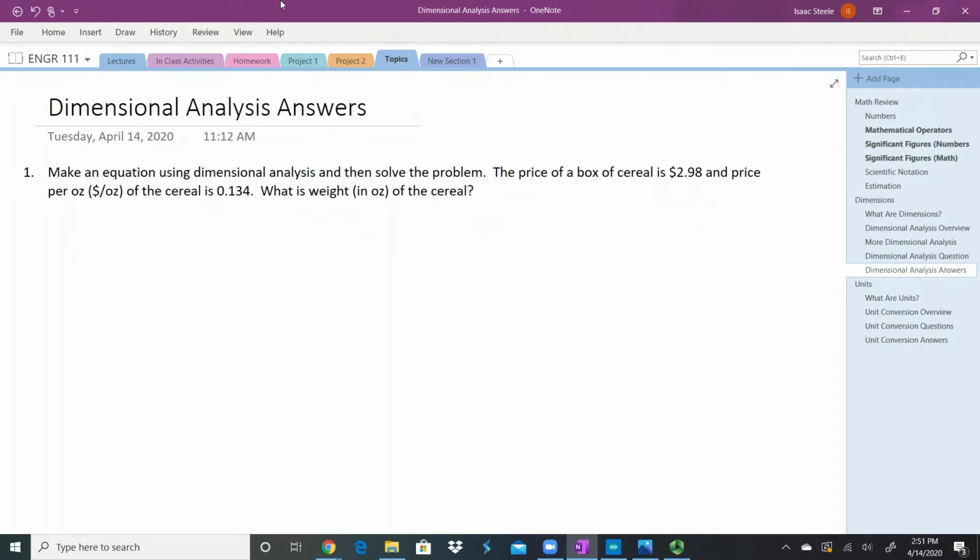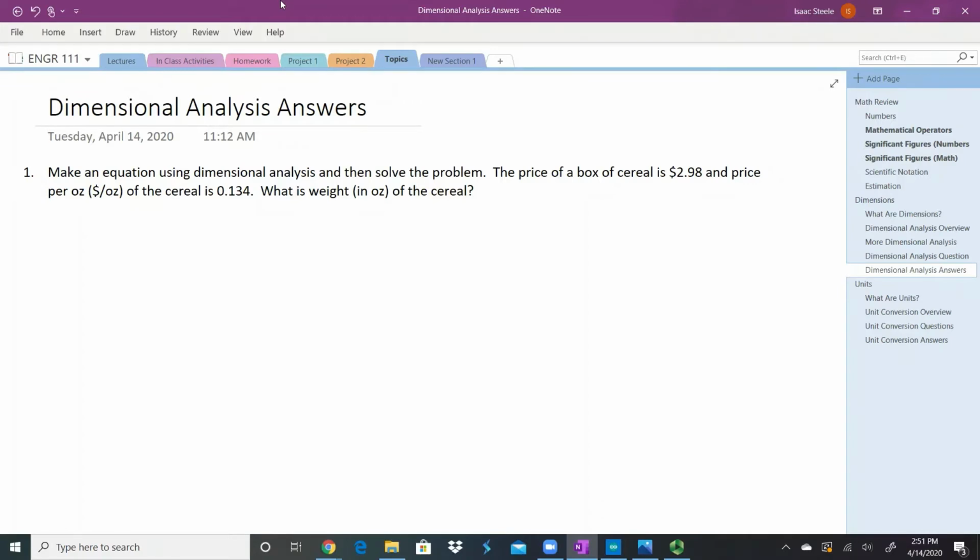And so here's the question. We want to make an equation using dimensional analysis, then we want to solve the problem. The price of a box of cereal is $2.98, and the price per ounce of the cereal is $0.134. What is the weight of the cereal?